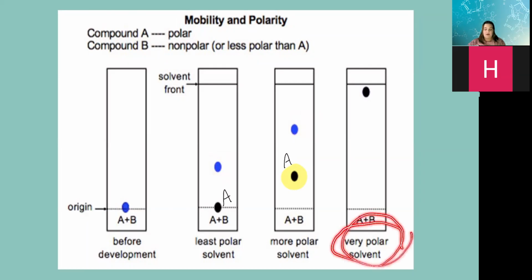What happened here to compound B? So in this very last one, right, compound B was more non-polar. However, the mobile phase or the solvent being used was very polar. So what this means is that it ran off the plate completely. So the TLC ran too long. The solvent was too polar.